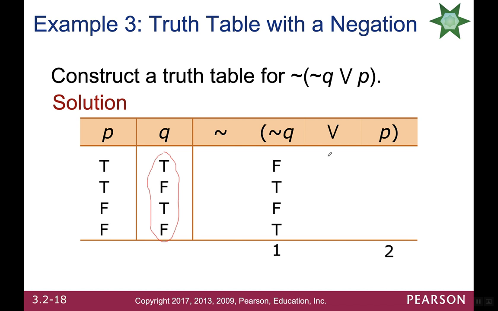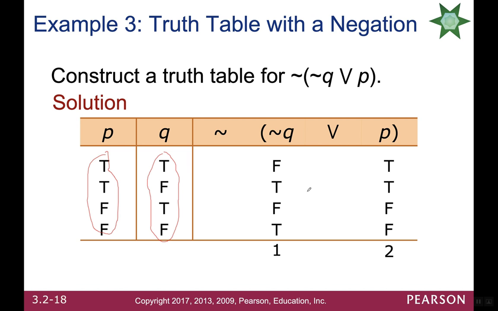Here's 2, so we're going to do P. And since we have P already as true, true, and false, false, because P is not being negated, we are going to fill this row here with what we have in the first column. So there it goes. True, true, false, false. So there we go.